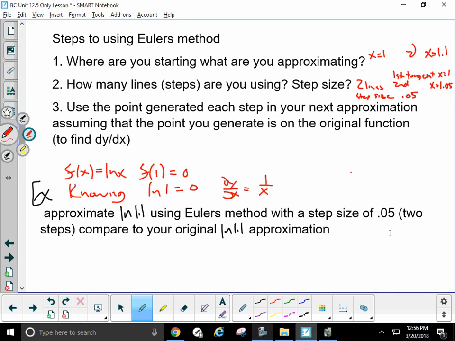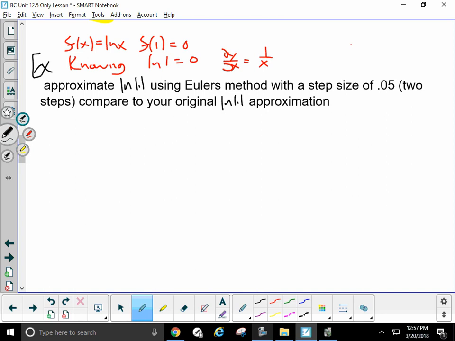All right. So we're using 2 lines, one at 1, one at 1.05, to approximate our function value at 1.1. Each time we take a step, we're going to assume that point is on the original function. And we are going to use the x and the y-coordinate to find what the derivative would be at that point. Okay? Let's see how it looks. I'm going to recreate the picture just so you can see what's going on. Let me draw it up here.